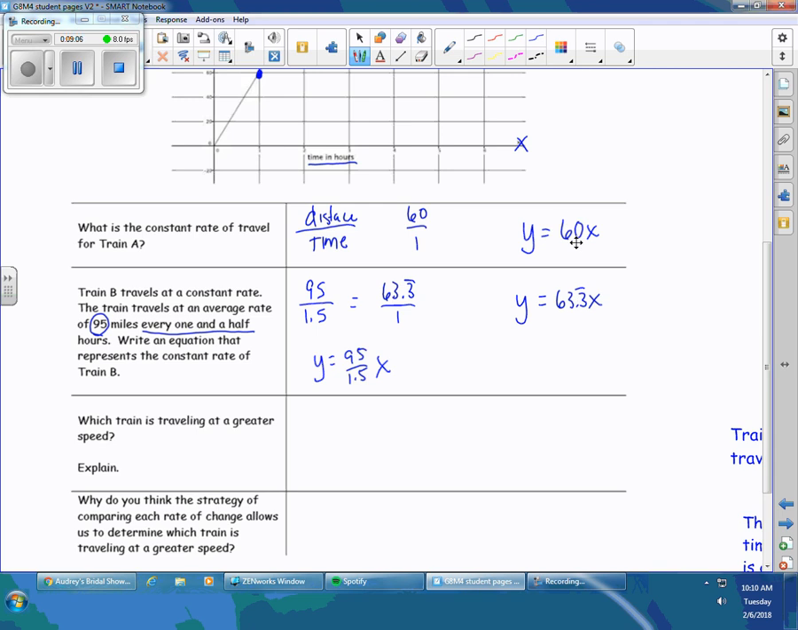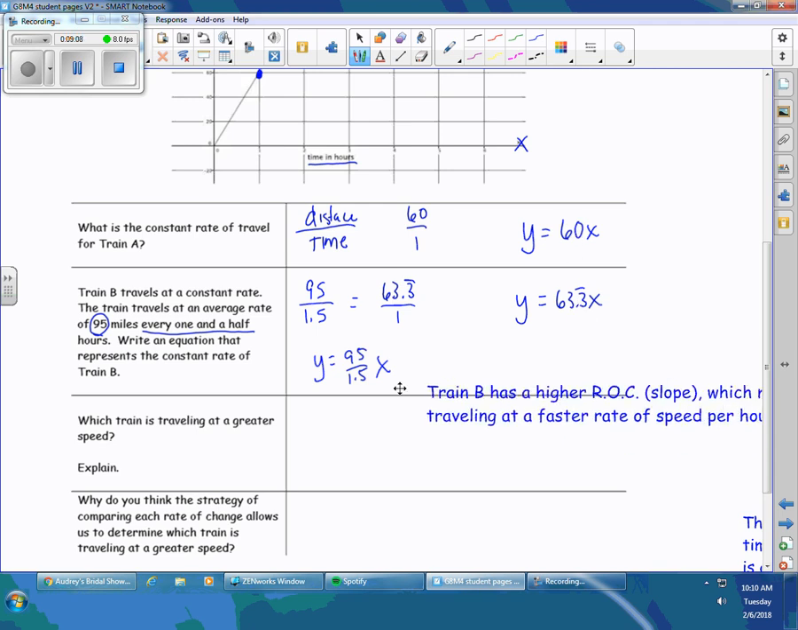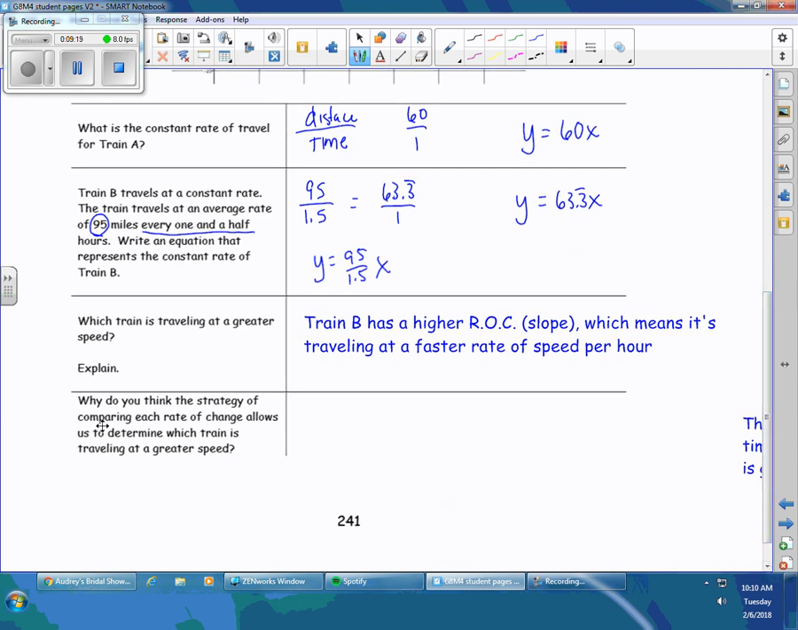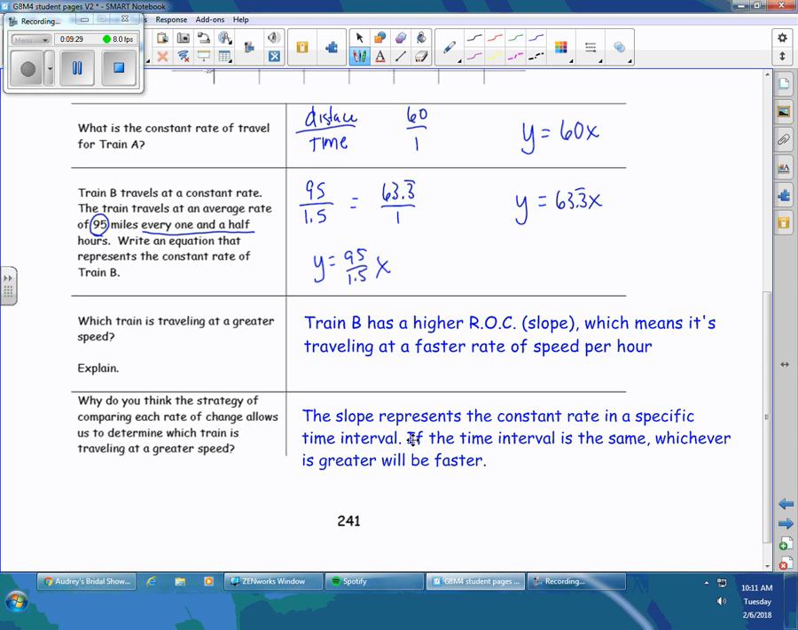So, which one has a greater rate of change? Train B has a higher rate of change or slope, which means it's traveling at a faster rate of speed per hour. The next question says, why do you think the strategy of comparing each rate of change allows us to determine which train is traveling at a faster rate, greater speed? The slope represents the constant rate in a specific time interval. If the time interval is the same, whichever is greater is going to be faster.